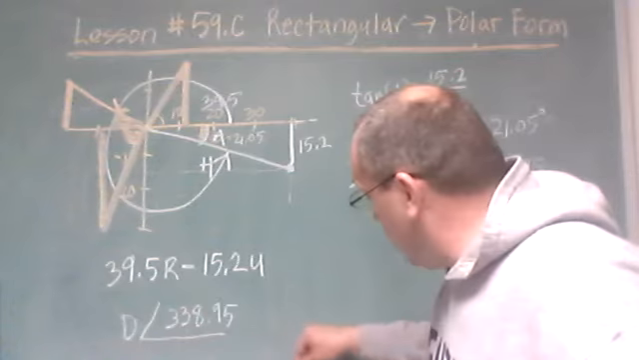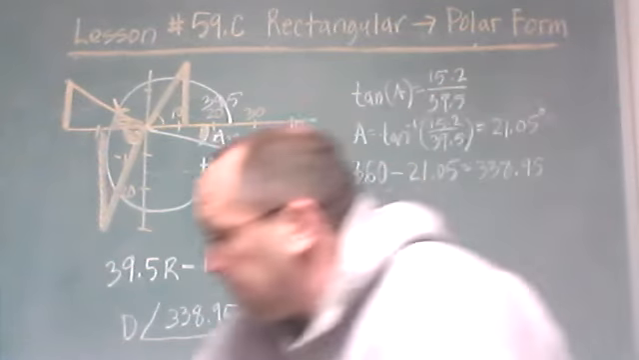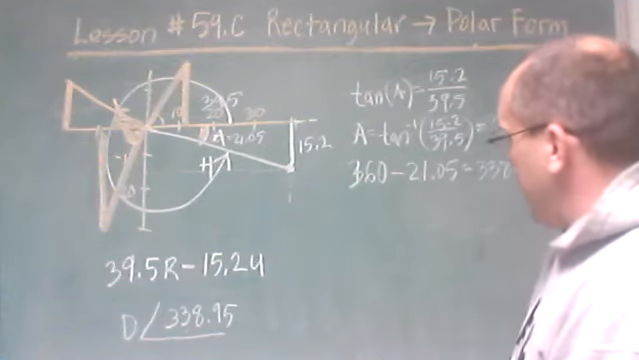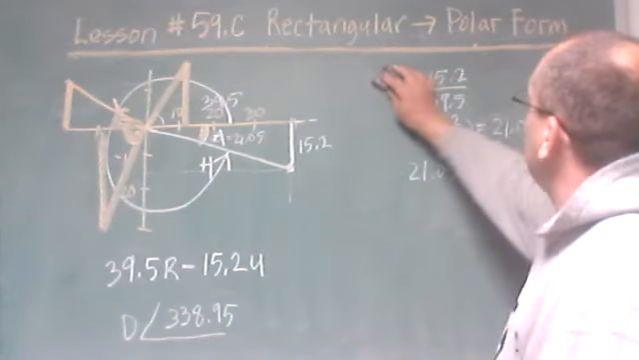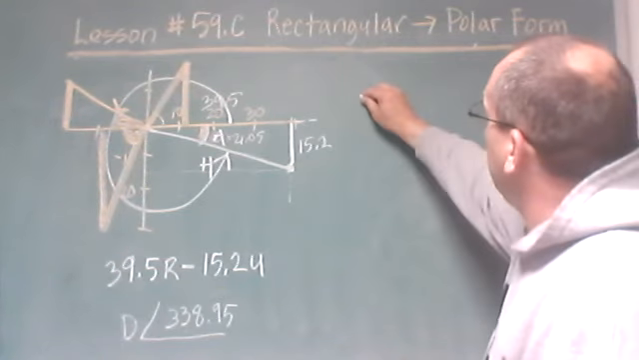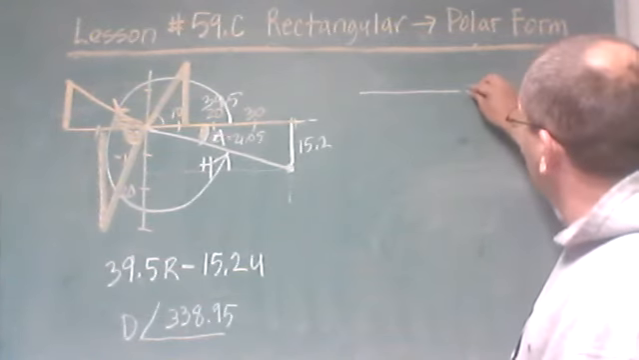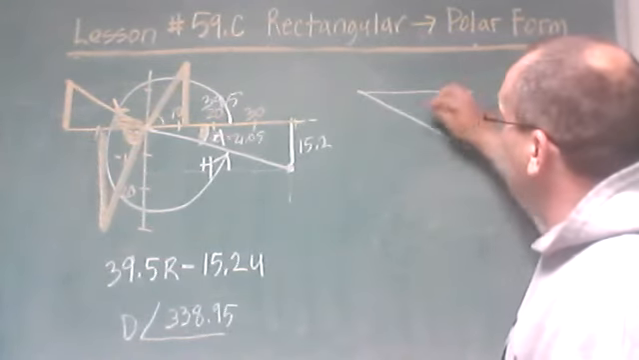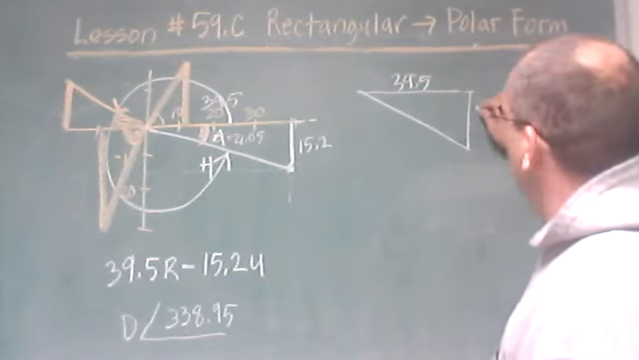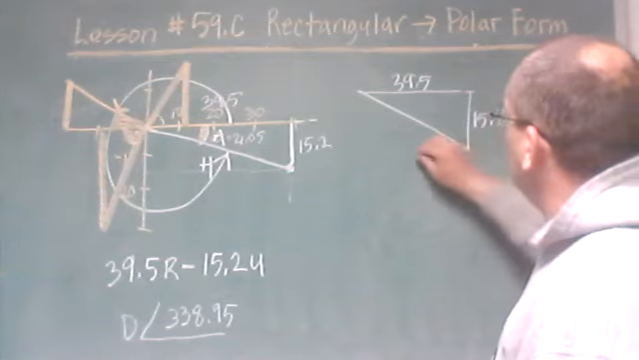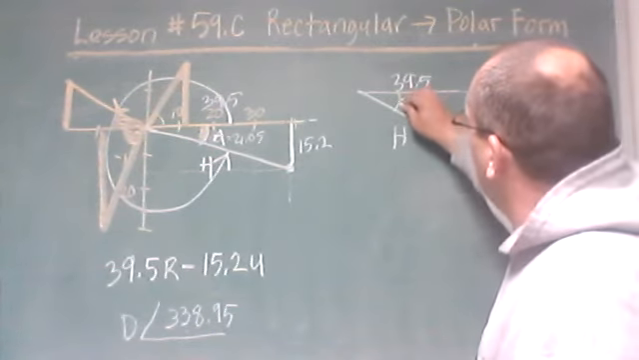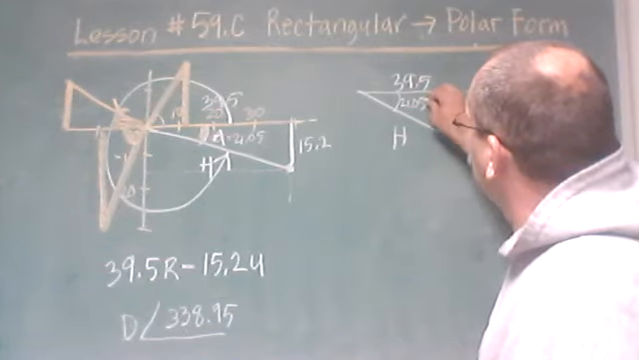Okay, so we have our angle. Let's go on to our distance. Need another piece of chalk. So what do we have? I'm going to go ahead and erase this information we had for determining the angle. We have a right triangle with a side length of 39.5 and one of 15.2. We're trying to find the hypotenuse, and we solved this angle here as 21.05 degrees.